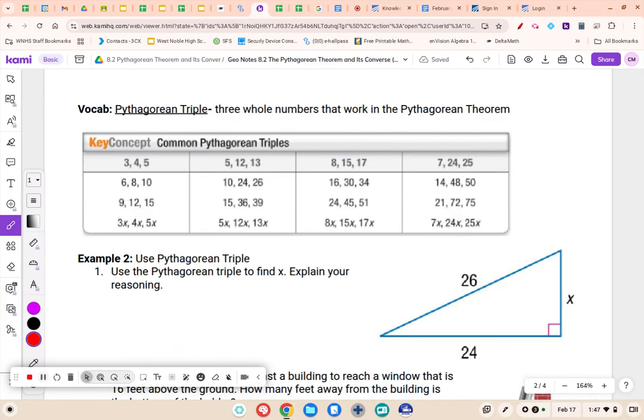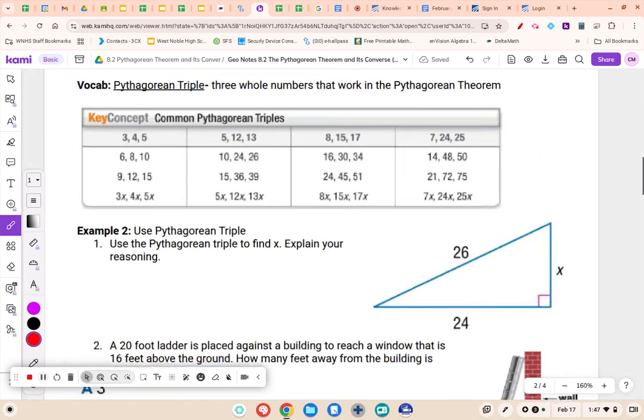Okay? So, for instance, if we look at question 1, use the Pythagorean triple to find x, explain your reasoning. We're looking for the biggest side being 26 and one of the legs being 24. And I noticed that right here. That means x has to equal 10. So we're going to say x equals 10.